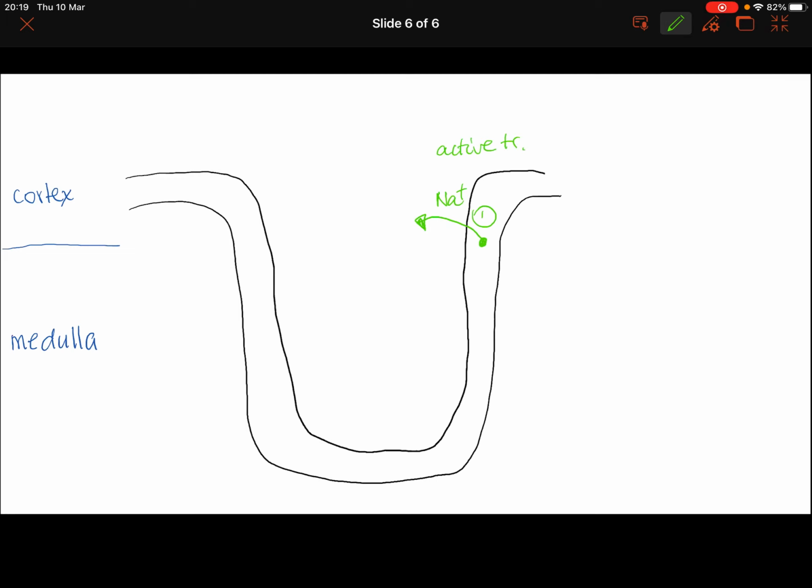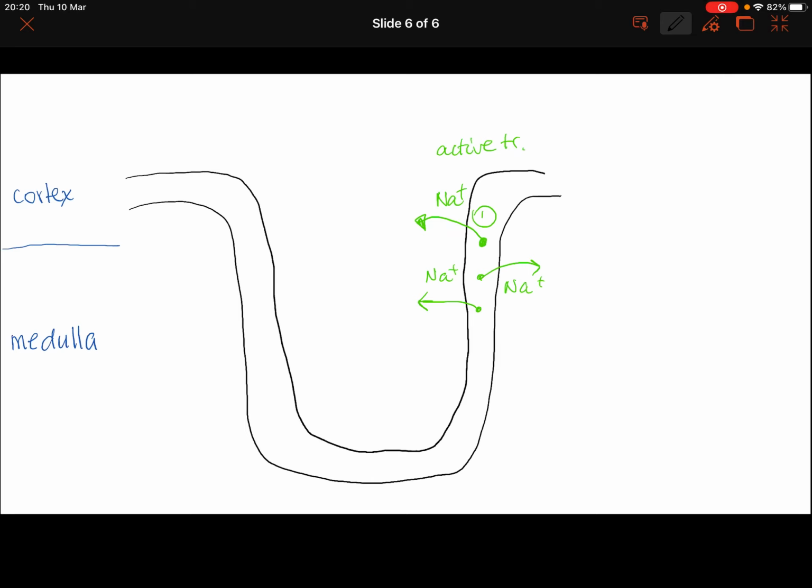Sodium ions are actively transported out from the ascending limb. Because, as we've said, the ascending limb is permeable to sodium ions, hence they can come out. Quite similarly to what we observed in the proximal convoluted tube, the movement of the sodium ions out has an effect.